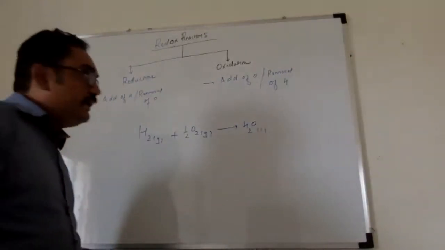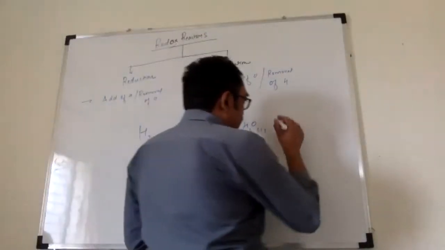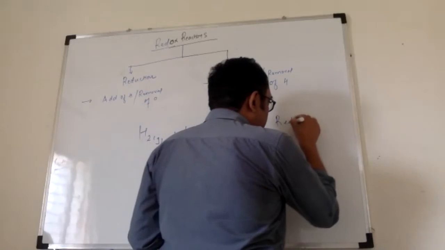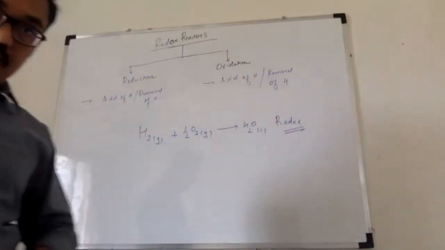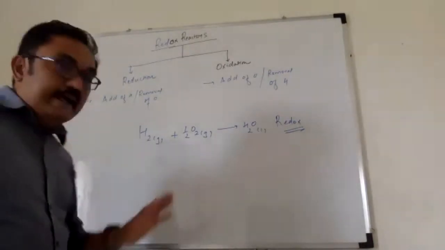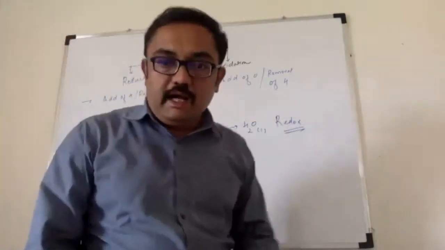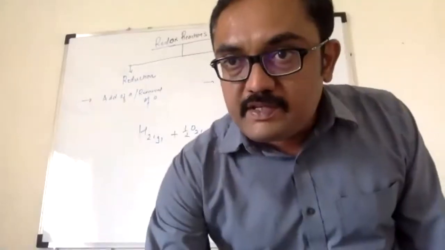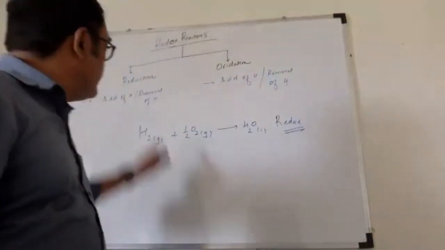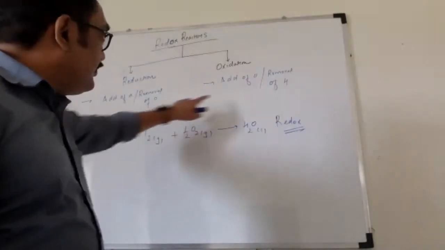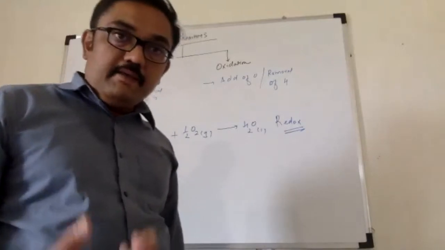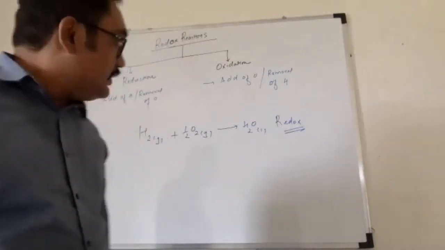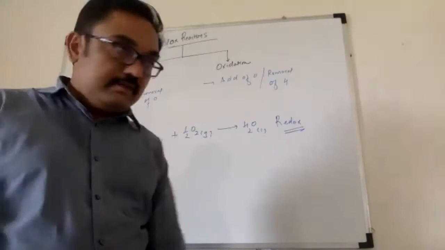Now this equation belongs to redox reaction. It is a redox reaction. And we can identify the reduction half and oxidation half by applying the first definition. Here I can apply the first definition of transfer of hydrogen and oxygen to identify which half is the reduction half and which half is the oxidation half. Now let's understand how to do this.